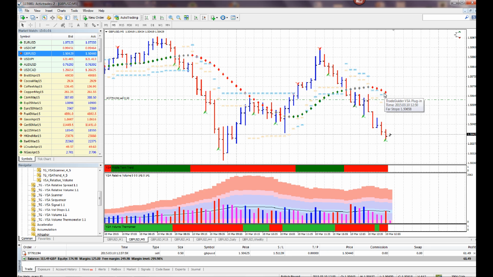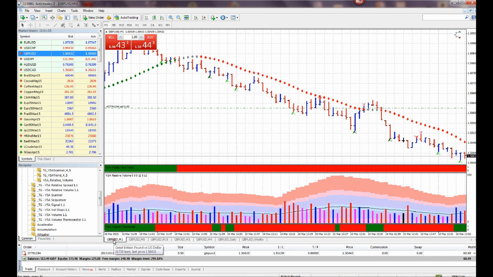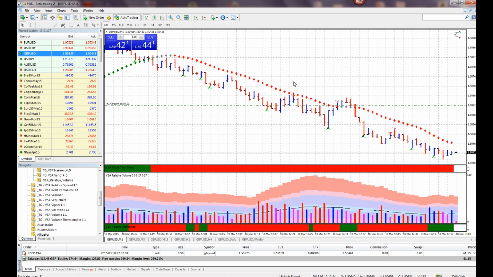When the diamonds have turned red here, as they did on the 1 minute chart, which we can see over here, you've got a much higher probability trade to the downside. And that's what we're looking for. High probability, low risk trades. That's what this software was designed to pick up.